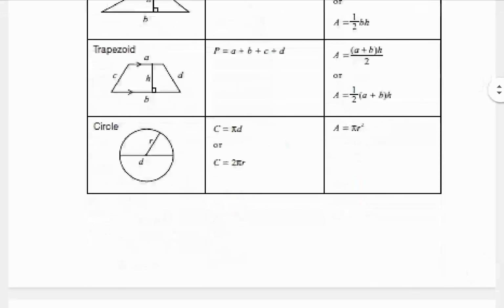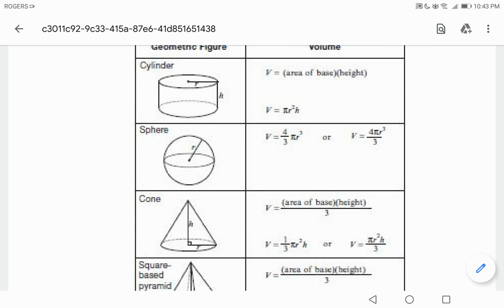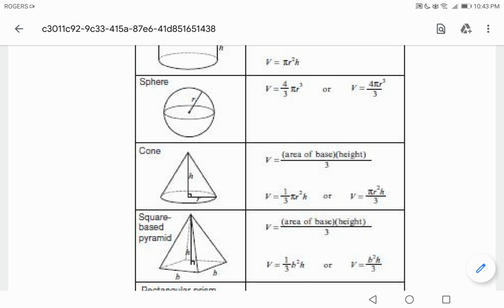Okay, so here it is. Take a look. What do you see for the cylinder? Area of the base times height. What do you see for the cone? Area of the base times height divided by 3.